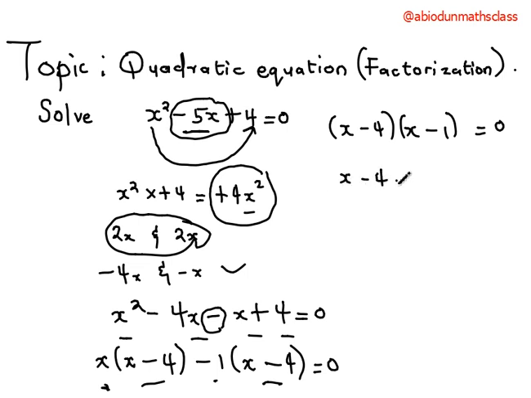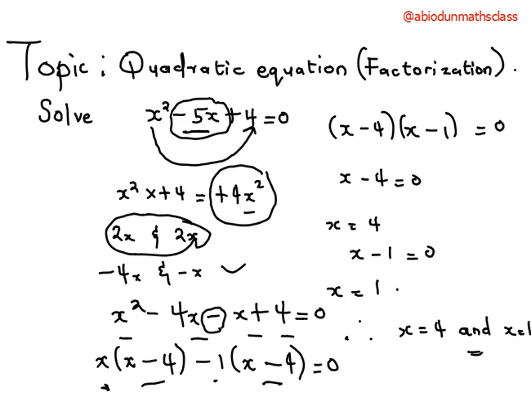Now if you have x minus 4 equals 0, that means our x will be equal to 4. If you have x minus 1 equals 0, that means in that case our x is equal to 1. So invariably, the solution to the quadratic equation x squared minus 5x plus 4 equals 0 is x equals 4 and x equals 1. That is the solution to the quadratic equation.